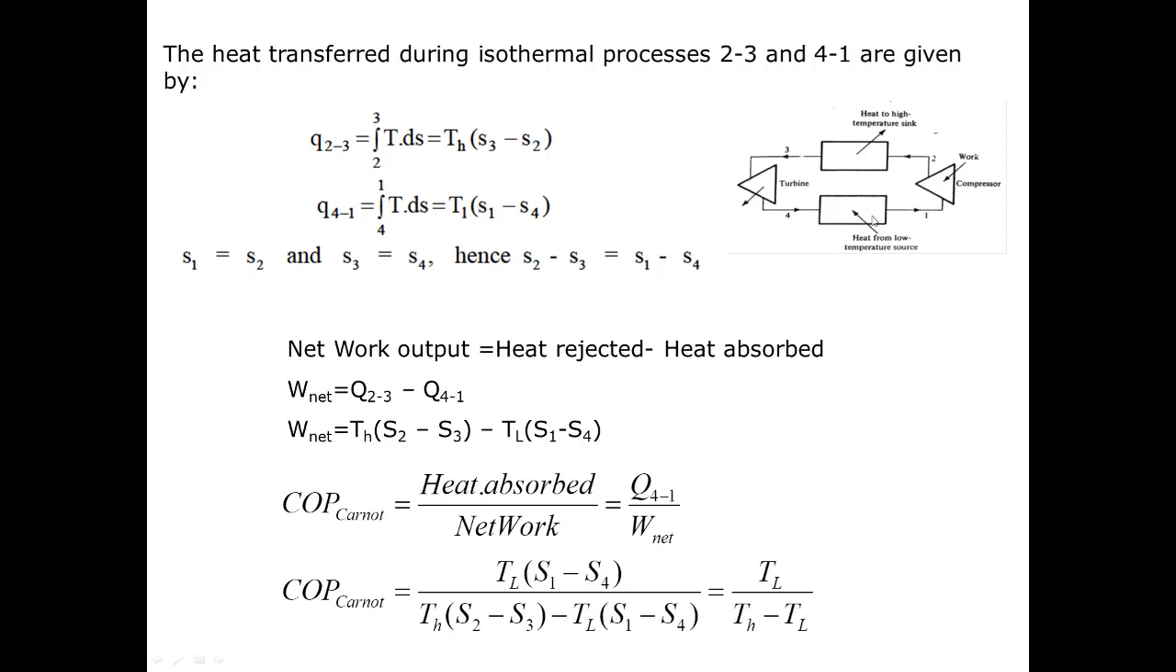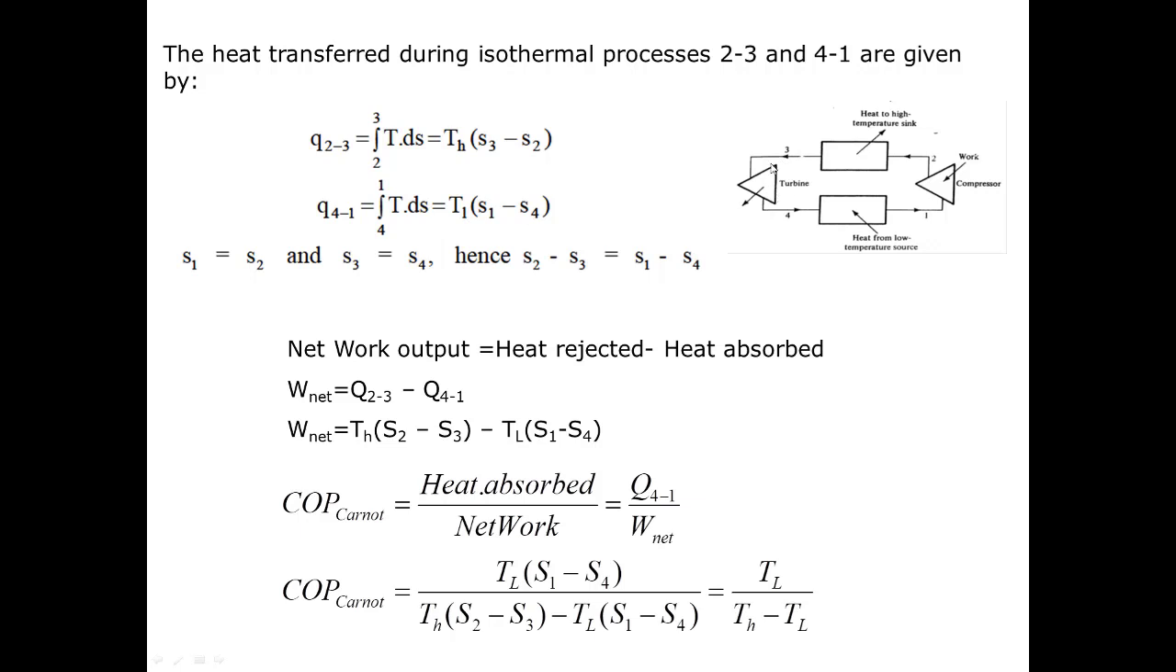So let's say this is the heat absorbed in the evaporator, and let's say this is the heat rejected in the condenser, that's an isothermal process. Similarly, heat absorbed in the evaporator is also an isothermal process. We know from the theory, this is TH, this is TL. So Q2 to 3 is TH (S3 minus S2), similarly Q4 to 1 is TL (S1 minus S4).